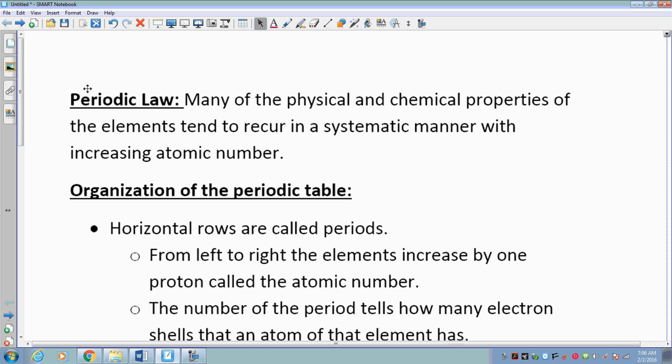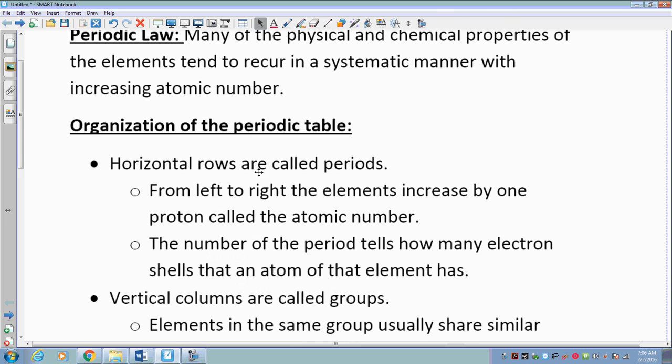Basically what this means is that many of the chemical and physical properties of the elements tend to recur in a systematic manner with increasing atomic number. So elements are not only increasing from left to right based on their atomic number, but they're also grouped with their chemical and physical properties. It's got kind of a funky looking shape, but it's organized in a way that actually makes a lot of sense, right? They're grouped together with similar elements.